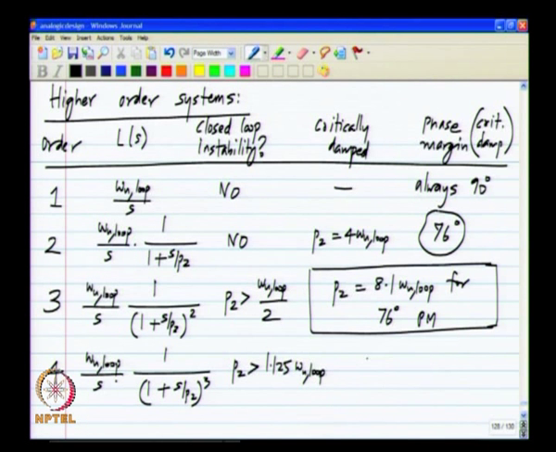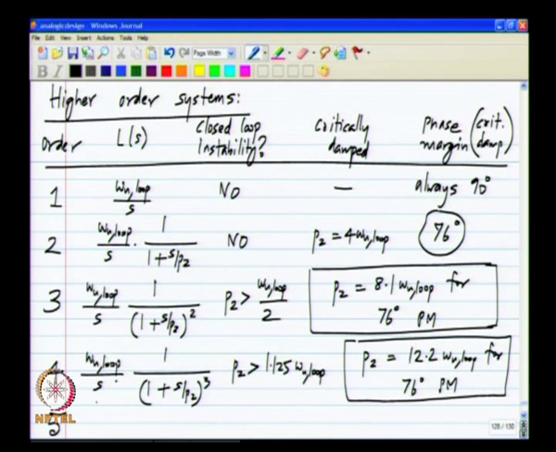Of course, the instability is an academic concern, we do not even want to get there while designing amplifiers. For good design, we would like to have p 2 to be about 12.2 times omega u loop for 76 degrees phase margin.